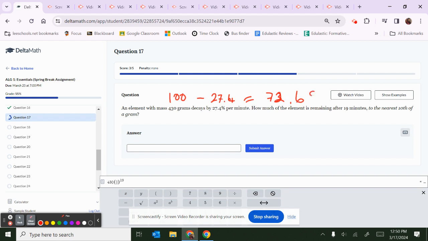However, this is a percentage, and what do I need? A decimal, so I move it two times to the left like Beyonce. So 0.726, okay? So now I'm gonna go ahead and plug this inside of my calculator. So 0.726, and I get 0.980.